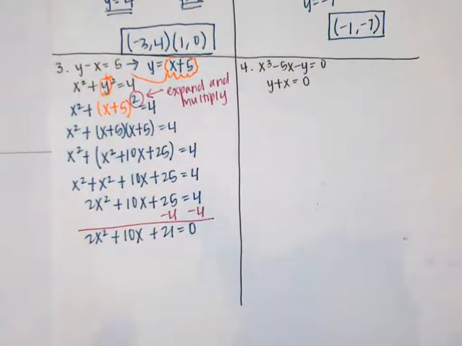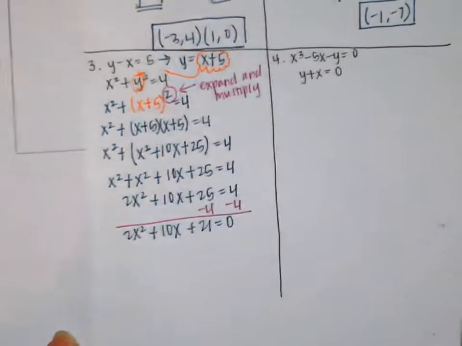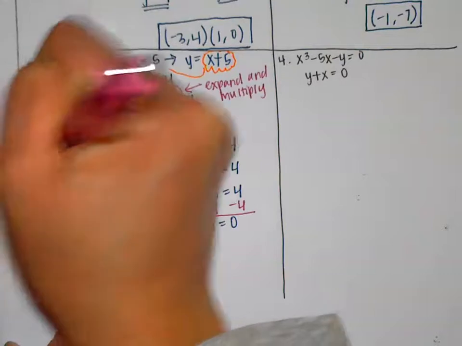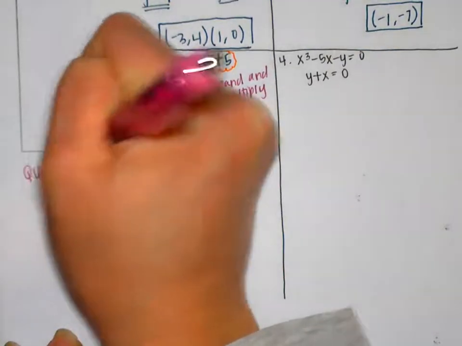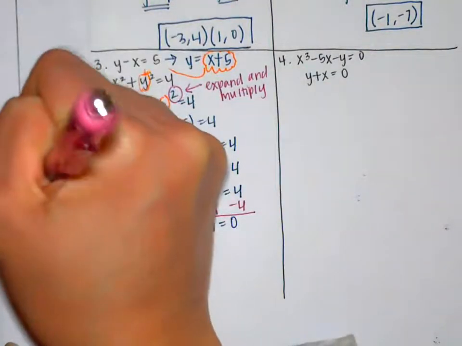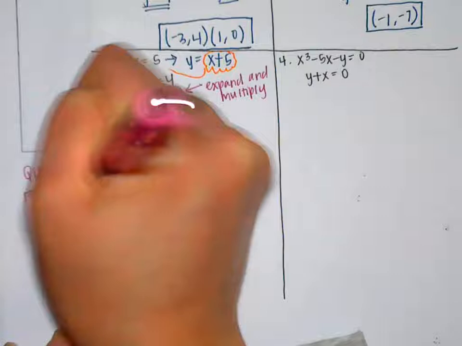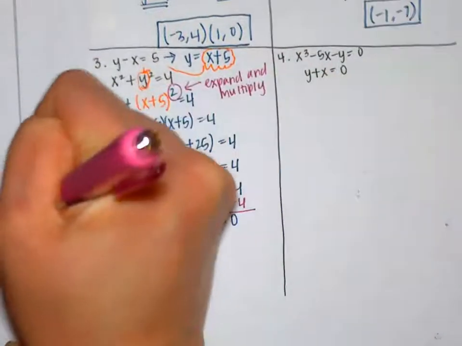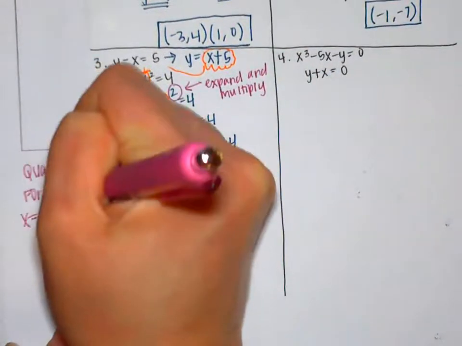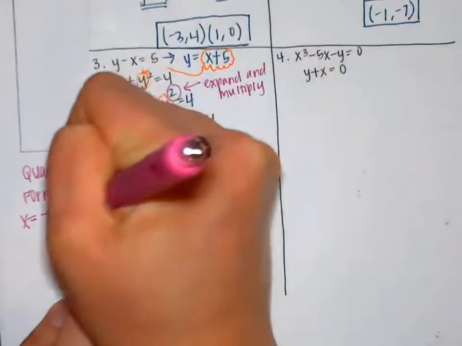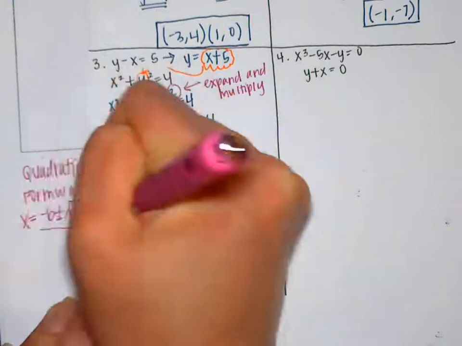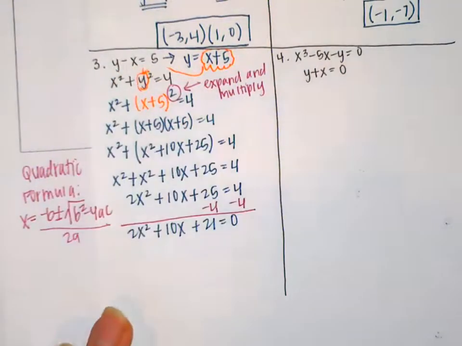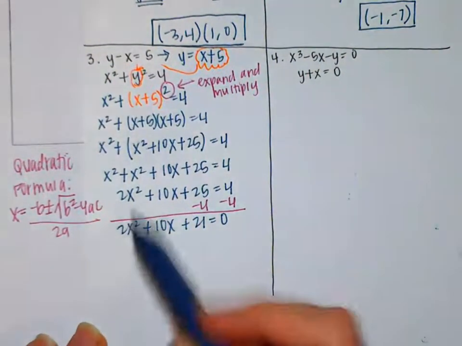Now, you could try and factor this. It's not something that's factorable. Or you could go straight into the quadratic formula. Remember the quadratic formula. I know, sorry, my notes are super weird. Remember the quadratic formula is x equals the opposite of b plus or minus the square root of b squared minus 4ac, all over 2a. So we're going to use that to plug this in.